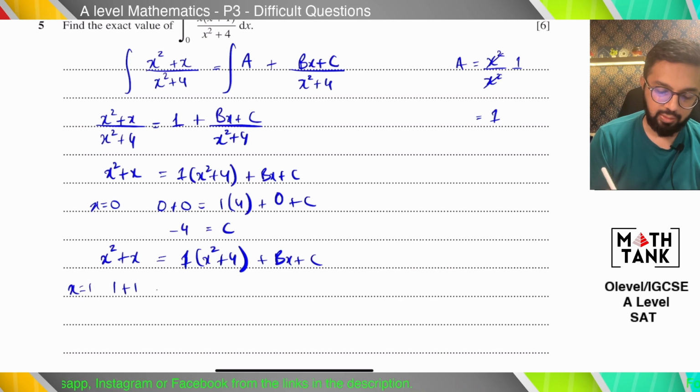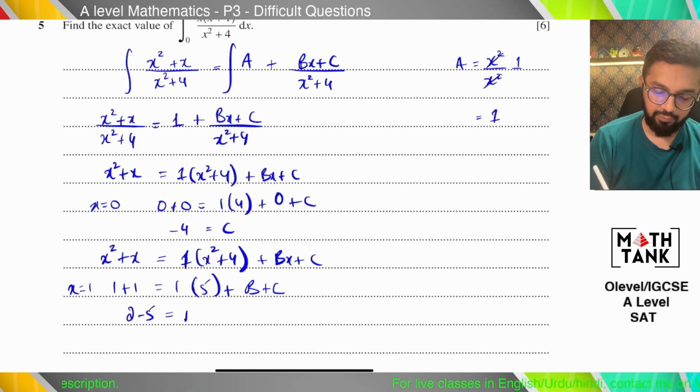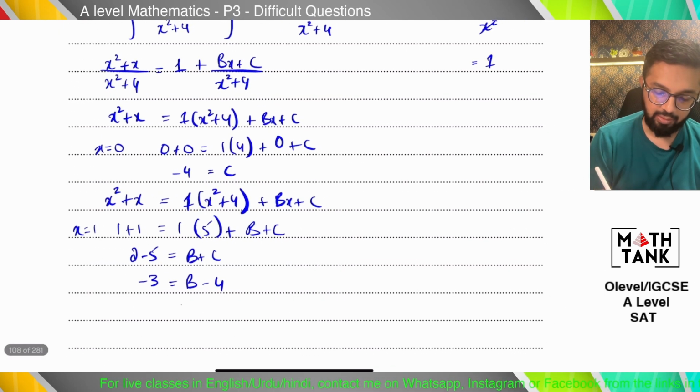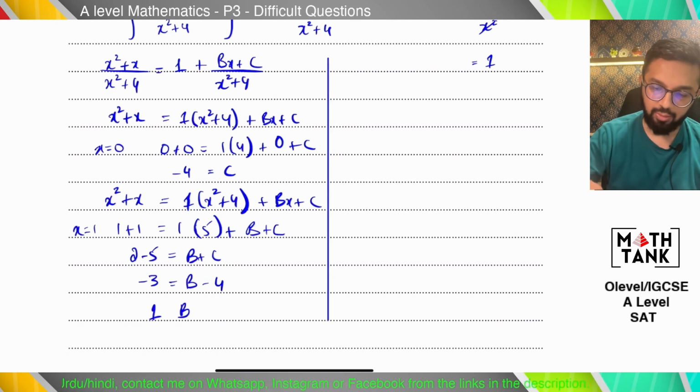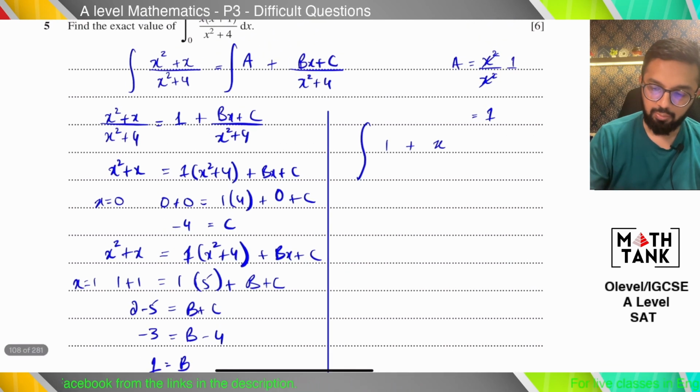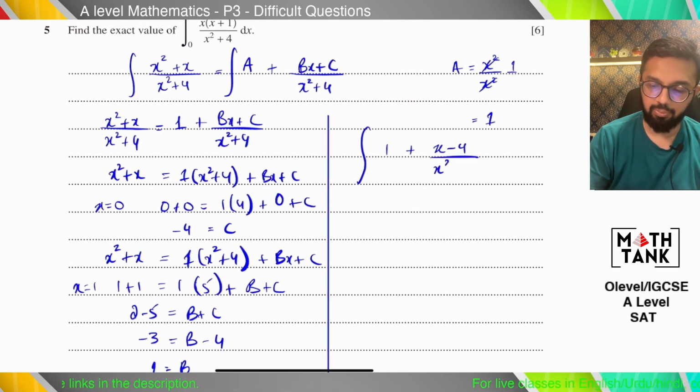So 1 plus 1 equals 1 into 5 plus b plus c. So I get 2 minus 5b plus c. C is minus 4. So b comes out as 1. So my partial fractions that I have now are 1 plus (x minus 4) over x squared plus 4.